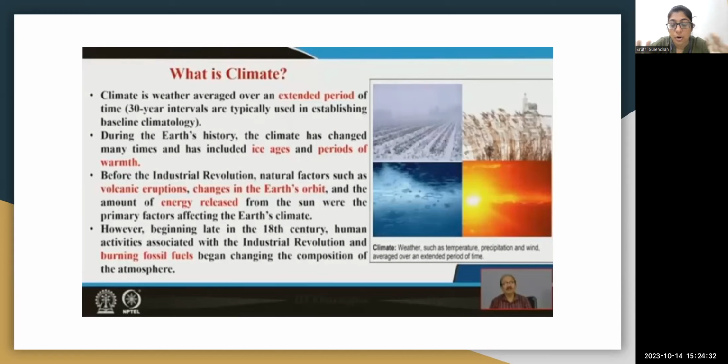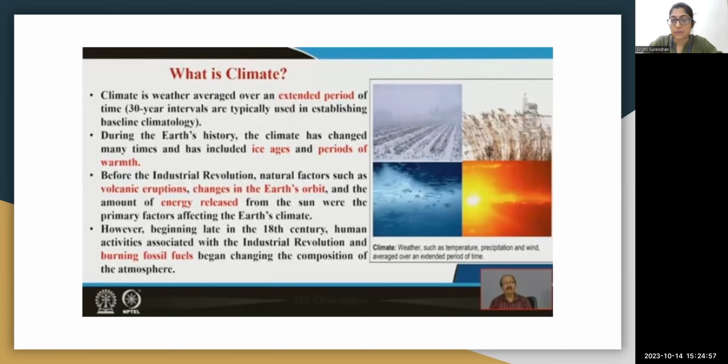When all of this data is averaged for a span of say 30 years or something, then we say that is climate. So when we say climate change, a climate change is not as a result of 1 year or 2 years change in the weather condition, but it is the gradual change in weather over an extended period of time. So this is the basic difference between weather and climate.